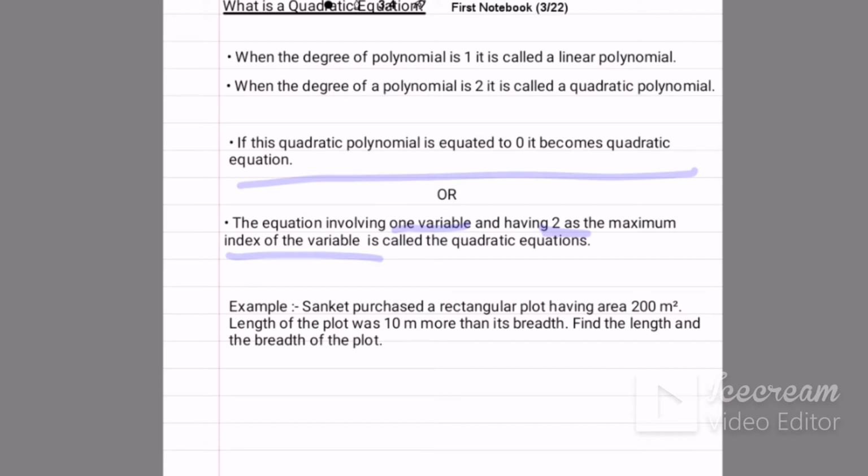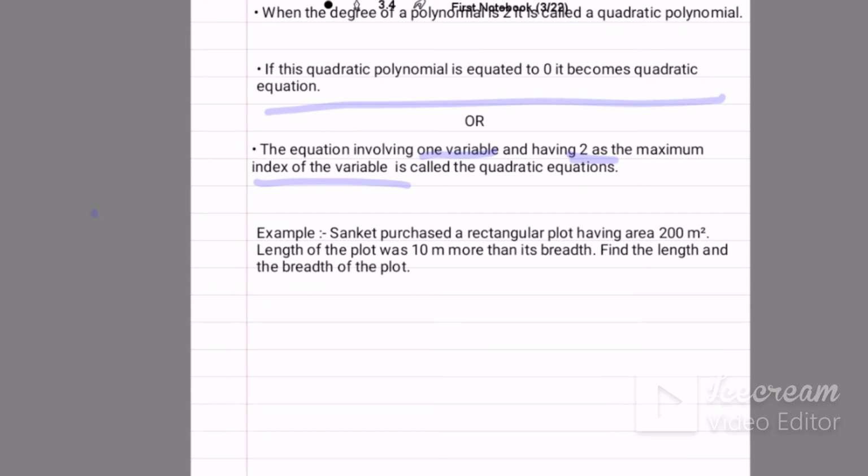And as I said, for the linear equations, we use linear equations for finding the unknown things. Same thing we are going to do here, but the only thing is we have to remember that here the variable is only 1 and the degree of the equation is 2, the highest degree of the polynomial. So remember these two things, right?